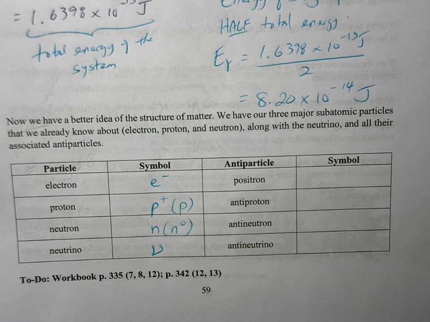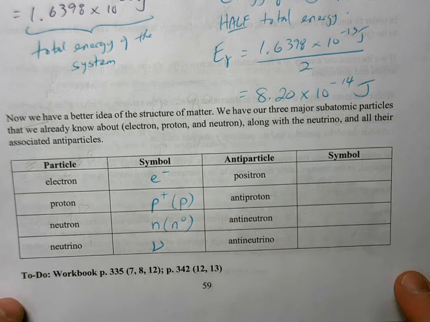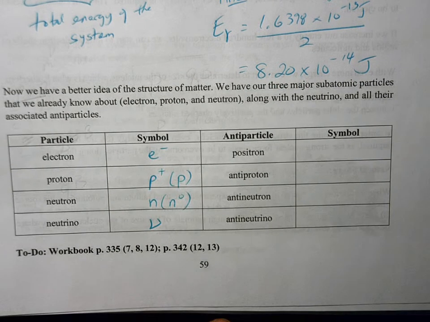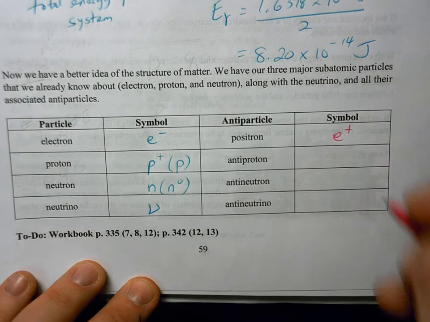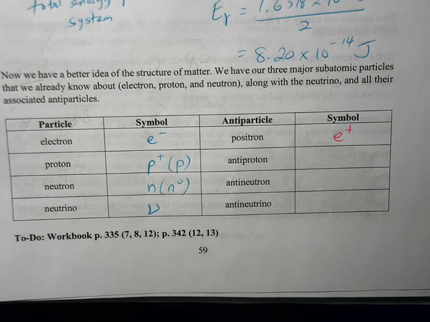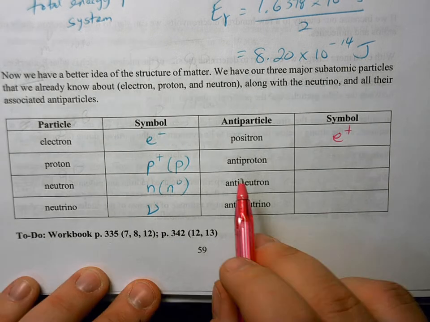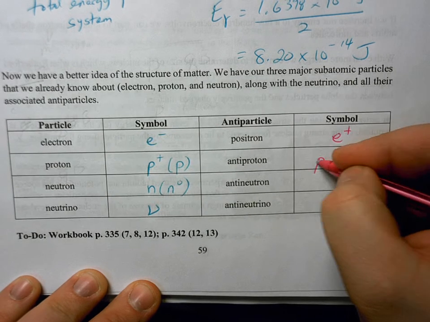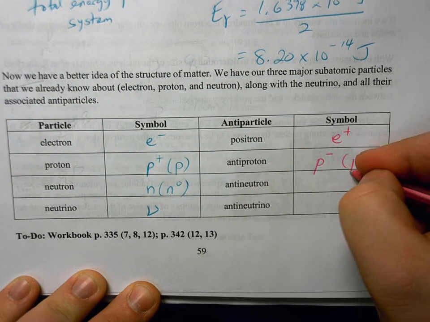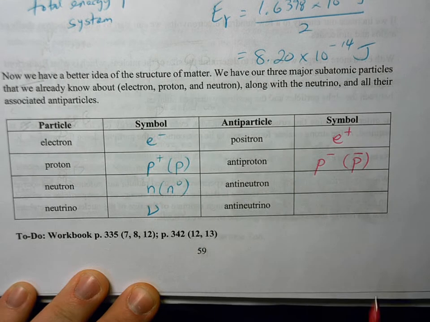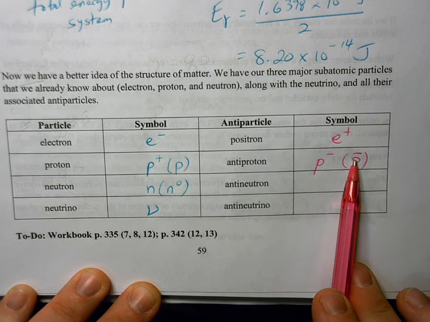All of these particles have their respective antiparticles. We've already talked about the electron having an antiparticle, which is what we know as the positron. The symbol for the positron is going to be e+. It has the same properties as the electron, just positively charged. The proton will have its own respective antiparticle known as the antiproton. We can say it's either p minus, or sometimes we put p bar. The bar tells us that it's an antiparticle.